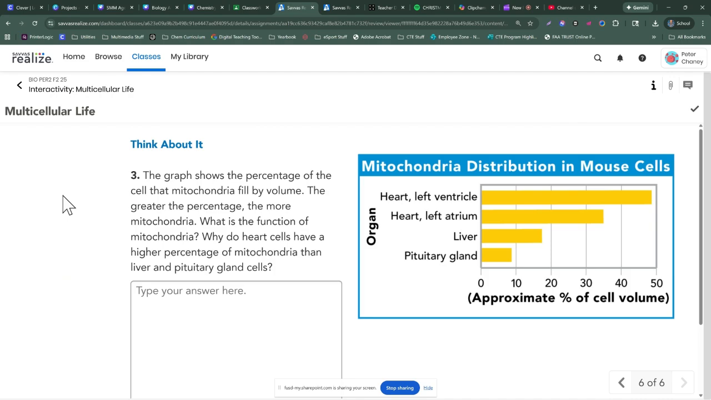So the graph shows the percentage of the cell that mitochondria fill by volume. The greater the percentage, the more mitochondria. So what is the function of mitochondria? Why do heart cells have a higher percentage of mitochondria than liver and pituitary gland cells? So if mitochondria are like the energy, that's where energy is, the ATP, which I just told you, that's the function. So why would heart cells have a higher percentage of those than maybe a liver or a pituitary gland? Think movement. The heart is constantly moving, right? So you want to develop an answer based on that.